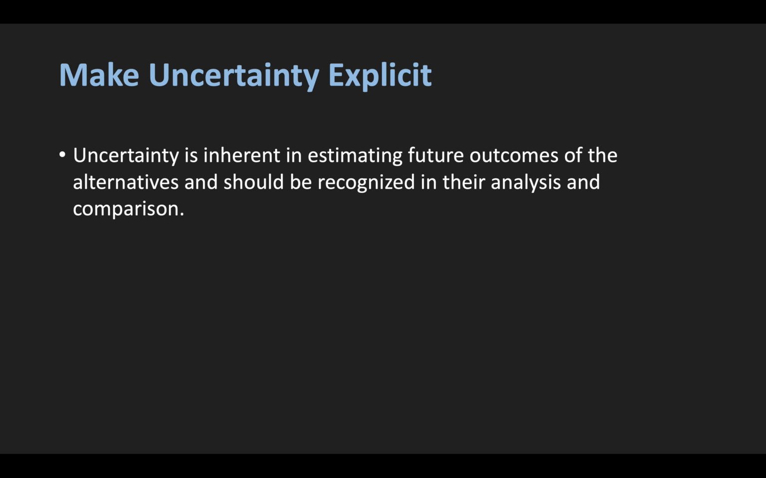Make uncertainty explicit. So like I said before, right? Sometimes when we use our best judgment, there's still uncertainty, and uncertainty is really inherent in estimating future outcomes of the alternatives, and should be recognized in their analysis and comparison. Right? We want to make sure what the uncertainty will be.